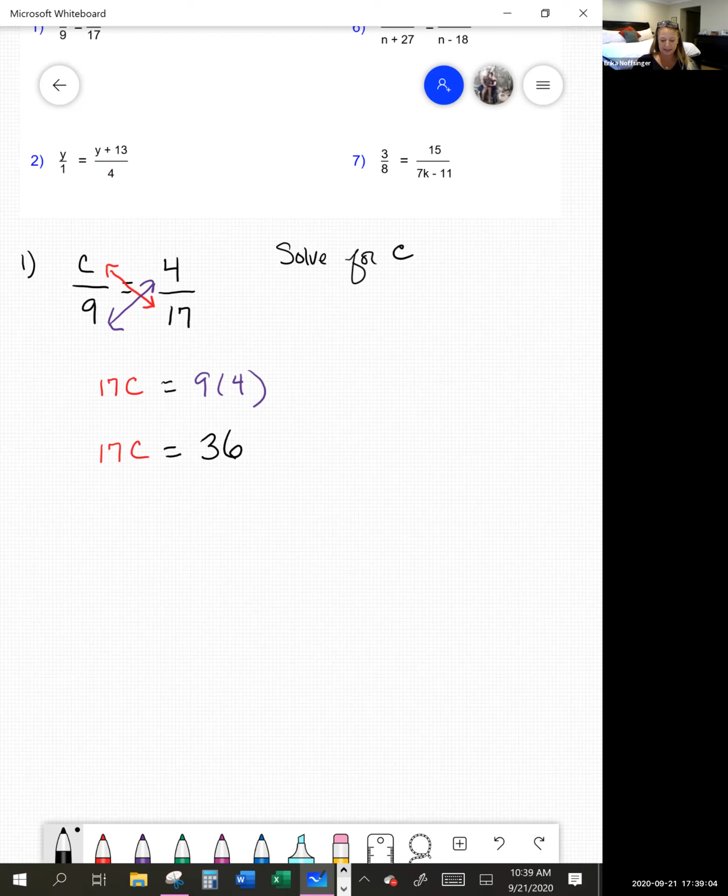So let's get C by itself. We need to get rid of the 17. It's multiplication, so to undo multiplication, we're going to divide both sides. So let's divide both sides by 17. So C is equal to 36 over 17. Well, 17 times 2 is 34. So 17 goes into 36 2 times with 2 left over, so 2 and 2/17.